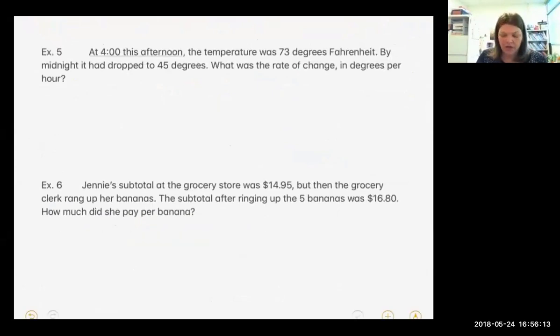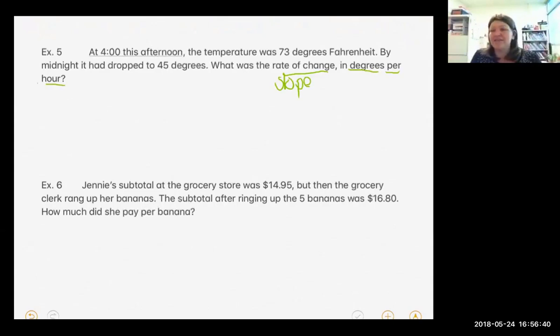Okay. Number 5 says at 4 this afternoon, the temperature was 73 degrees Fahrenheit. So once again, I'm talking about temperature and time. By midnight, it had dropped to 45 degrees. What was the rate of change in degrees per hour? So they're still asking me to find a rate of change. They're still asking me to find slope. They're still telling me in degrees per hour.